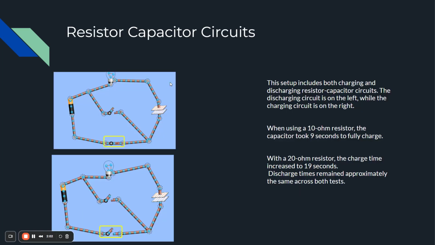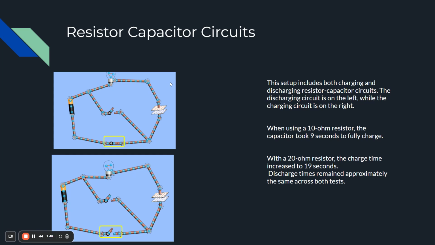And then now we move on to RC circuits, and we timed how long it took to charge and discharge a capacitor with different resistances. With 10 ohm resistors, it took about 9 seconds to charge. With 20 ohms, it took about 18 to 19 seconds. The discharge times were very similar, showing predictable exponential behavior.